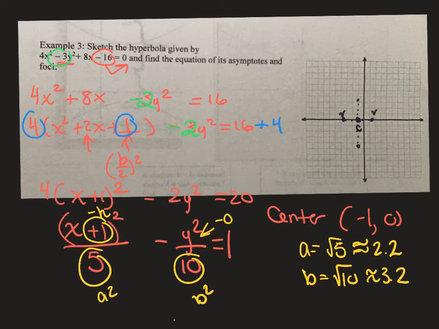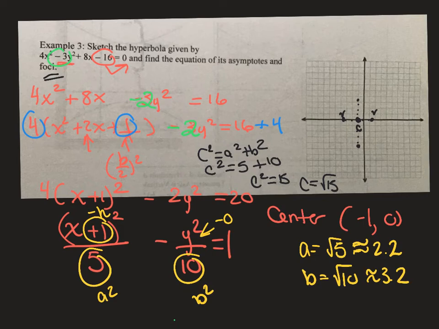I need to find my c because I'm going to have to find my foci according to the direction. So c squared equals a squared plus b squared. C squared equals my 5 plus my 10. So c squared equals 15. So c equals the square root of 15, which is almost 4. So my two foci are going to be 1, 2, 3, almost 4. That's a foci. And then 1, 2, 3, almost 4.